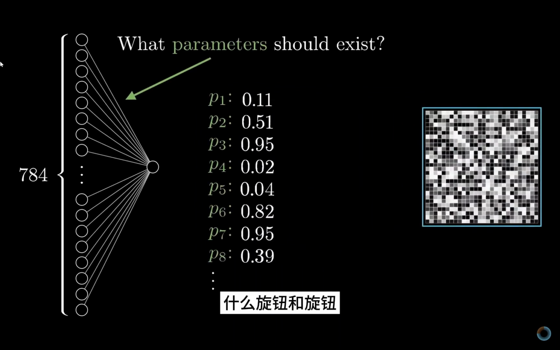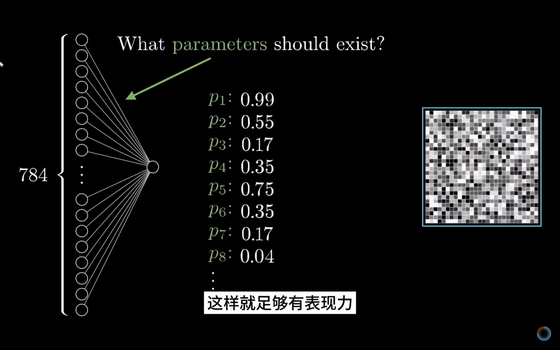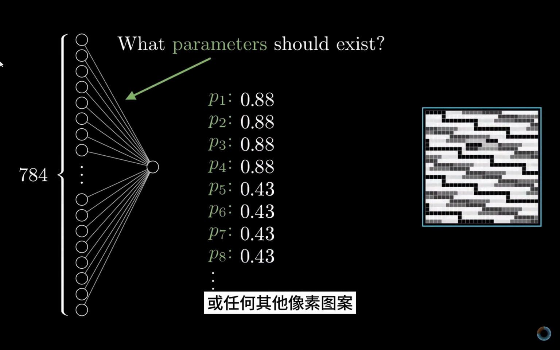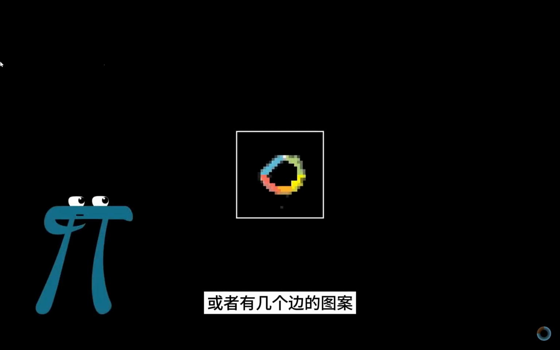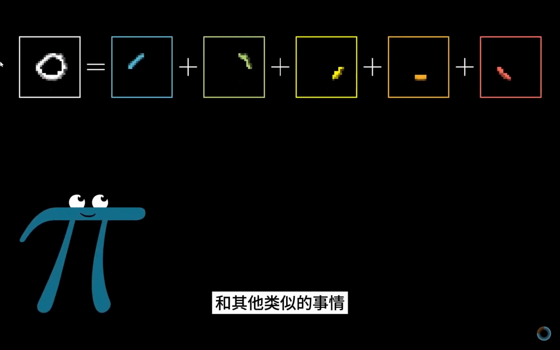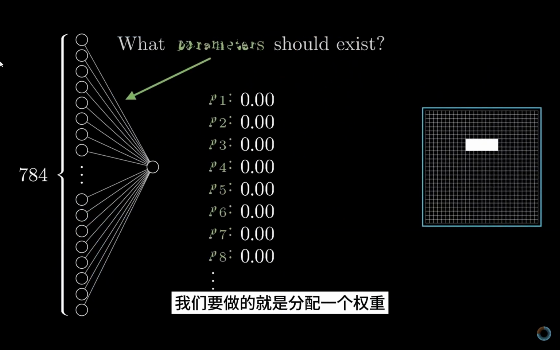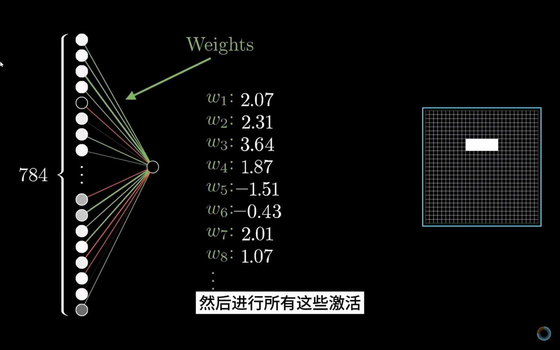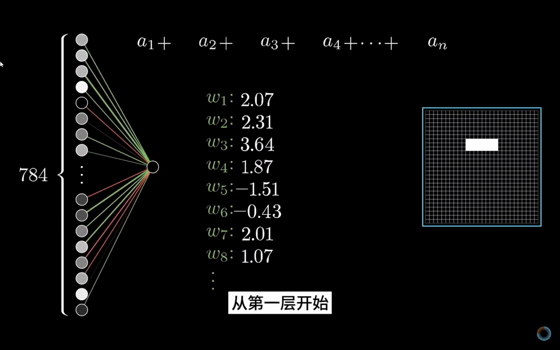What dials and knobs should you be able to tweak so that it's expressive enough to potentially capture this pattern, or any other pixel pattern, or the pattern that several edges can make a loop, and other such things? Well, what we'll do is assign a weight to each one of the connections between our neuron and the neurons from the first layer. These weights are just numbers. Then, take all of those activations from the first layer and compute their weighted sum according to these weights.